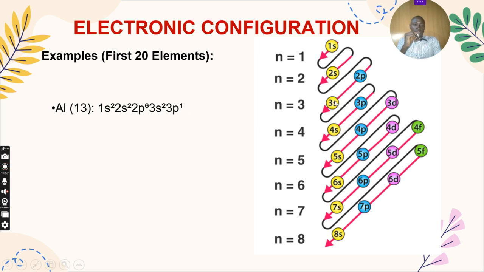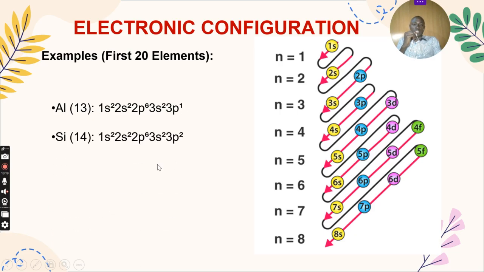So the next energy level is 3s. You write 3s2. So that's 12 in all. And then the next energy level is 3p1, because at this point there will be only 1 electron left, so you just occupy the remaining p subshell.